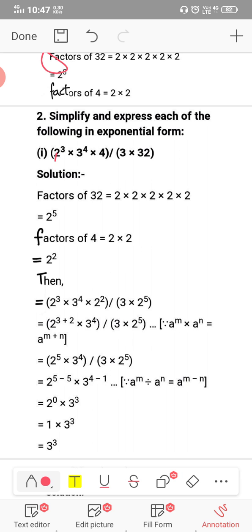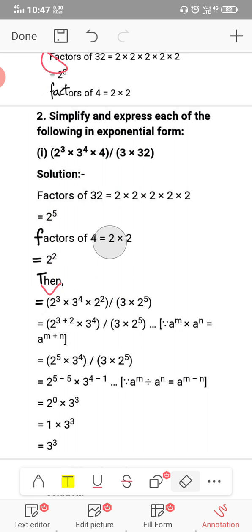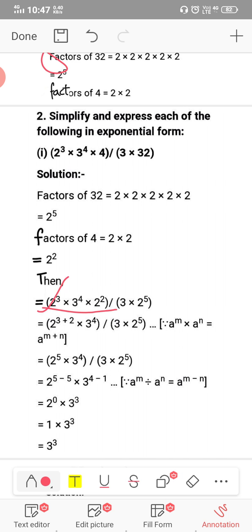So firstly we put the power 3, then 3 to the power 4 because it is a different term. Then again we will write 4 as 2 to the power 2, 3 as 3, and 32 as 2 to the power 5. Then we can see that within one bracket we are having 2 to the power 3 and 2 to the power 2. So we can write them 2 to the power 3 plus 2 into 3 to the power 4 and division by 3 into 10 to the power 5.